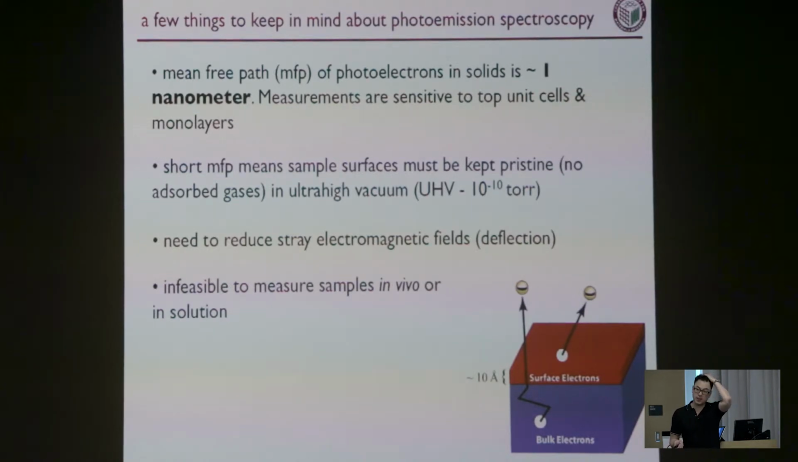We want to get the residual field in the chamber down by a factor of about 1,000, so sort of below 1 milligauss. So there's a lot of engineering that goes into that. And again, because you're doing all this in vacuum, you have various limitations on the kinds of materials you can look at, right? So looking at, I don't know, blood cells or something is probably not very feasible.